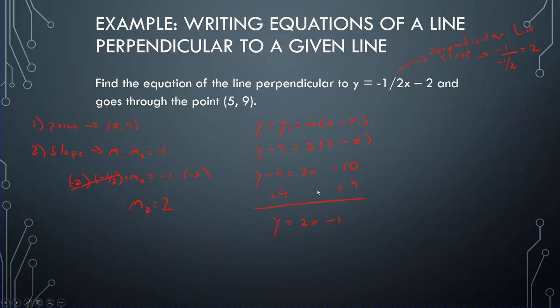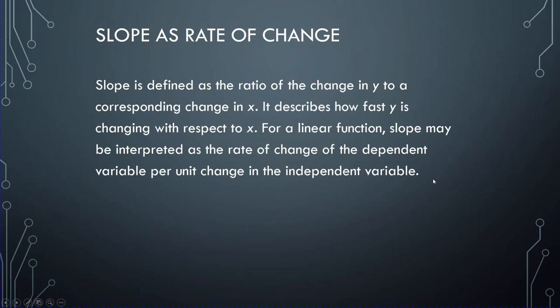All right, let's move on to two quick final topics here, talking about slope as the rate of change. Slope is defined as the ratio of the change in y to the corresponding change in x. So basically it describes how fast y is changing with respect to x. For a linear function, the straight line function, slope may be interpreted as the rate of change of the dependent variable per unit change in the independent variable. So the dependent variable is the y and the independent variable is x. It's just telling you how much on average y changes per unit when you change the independent variable x. It's just the rate of change.